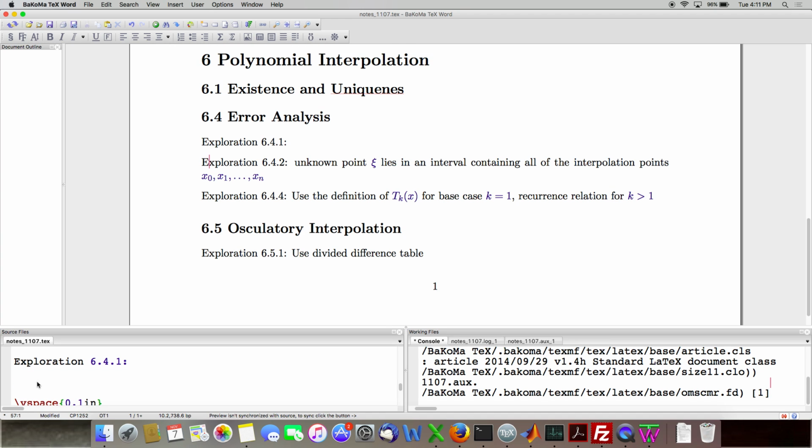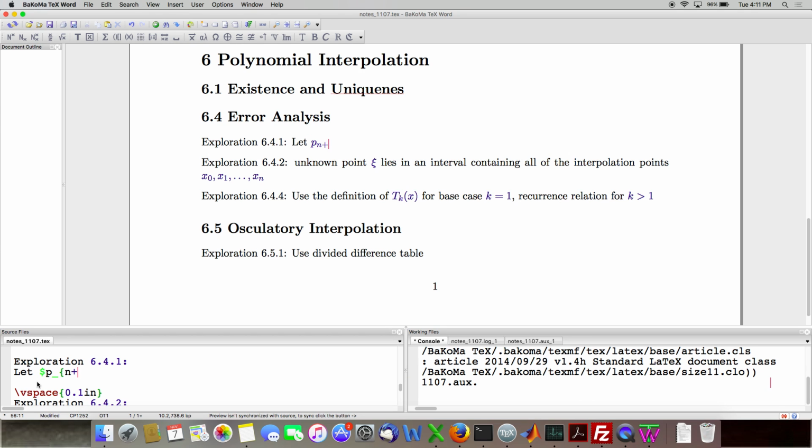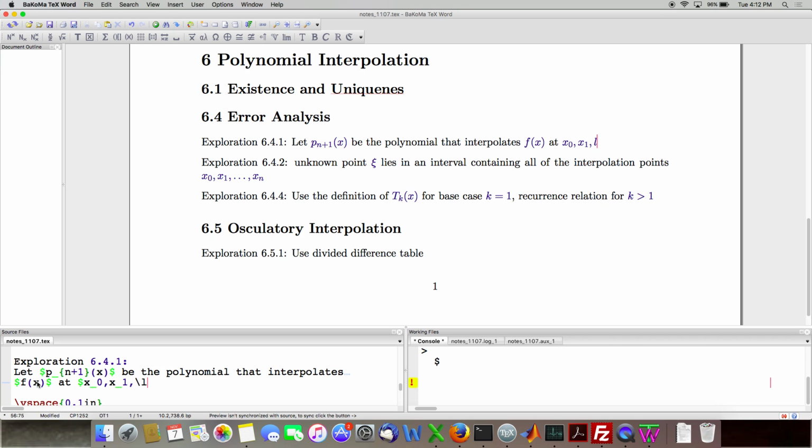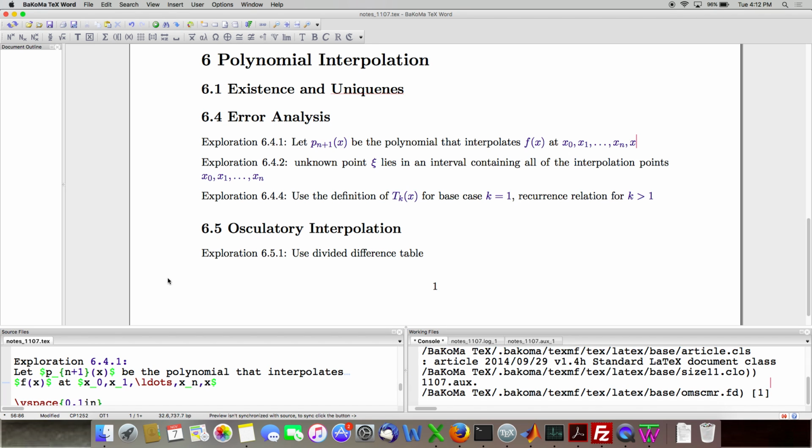All right, so I'm going to define n plus 1, and it's Pn that we want the error in. But let Pn plus 1 be a polynomial that interpolates f at the same points, but we throw in one more, x. So we have a grand total of n plus 2 points that we're interpolating at. So therefore, that's why the degree must be n plus 1.